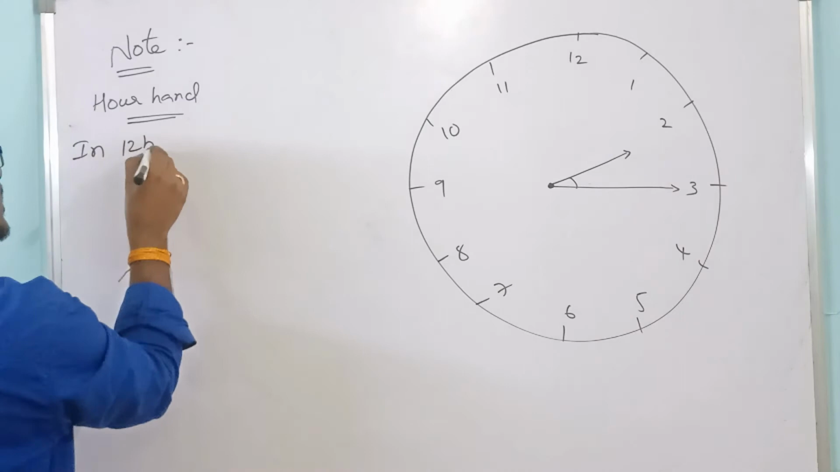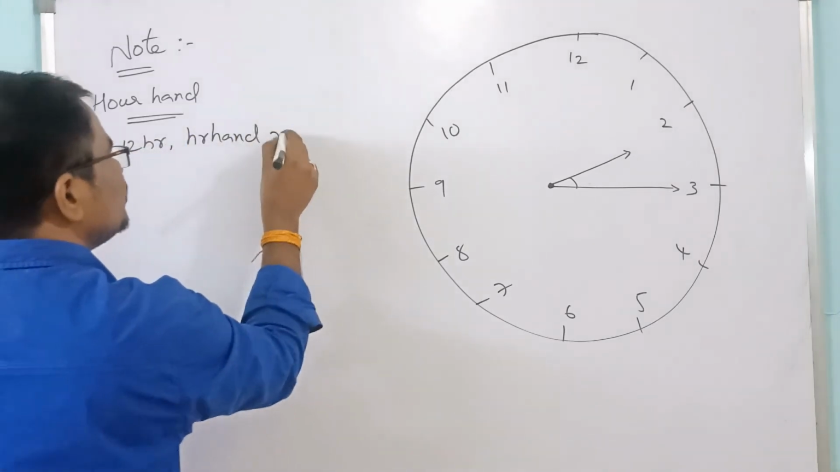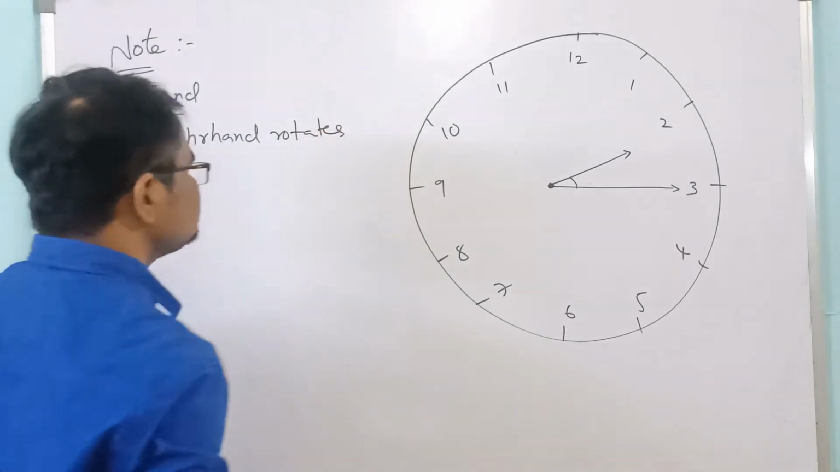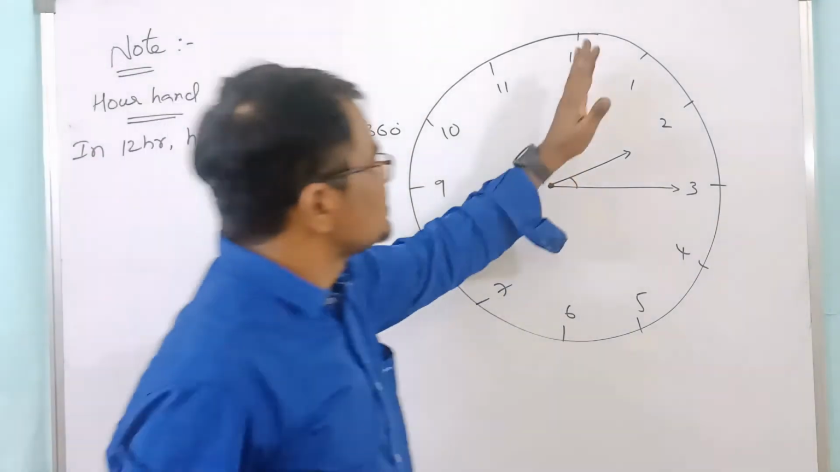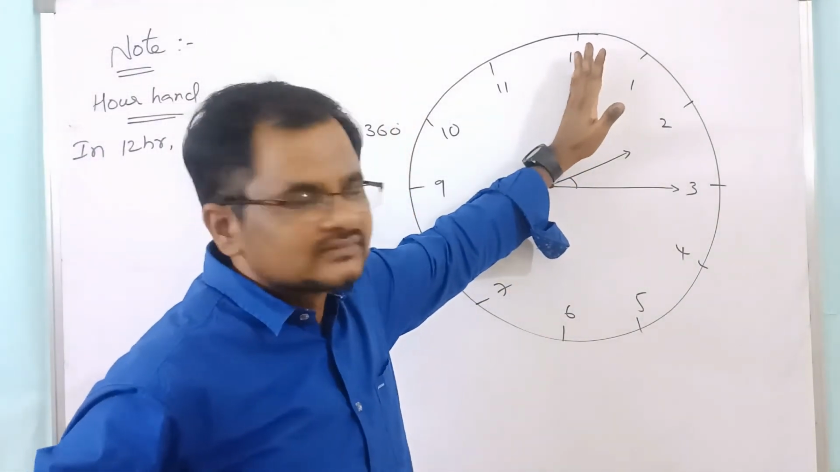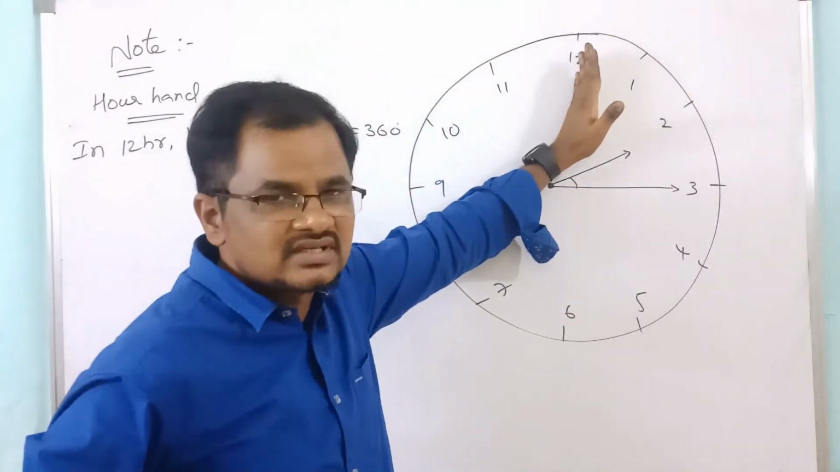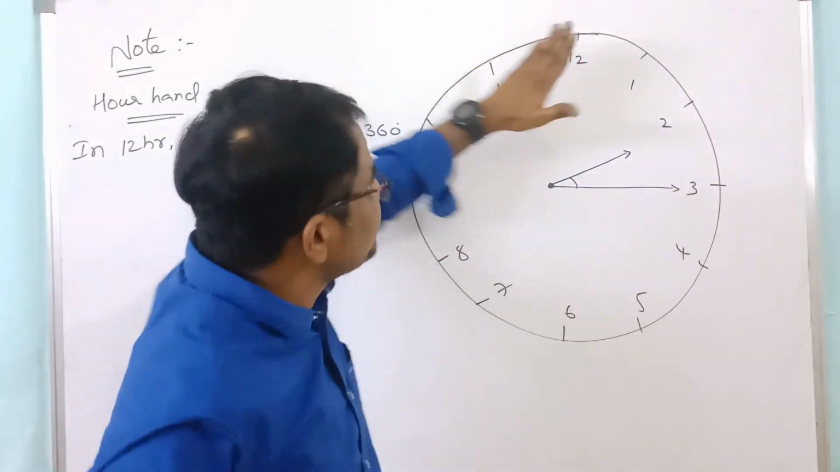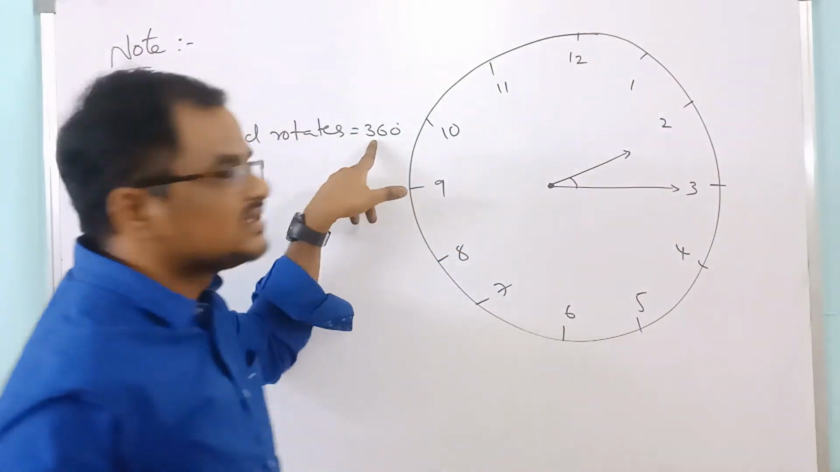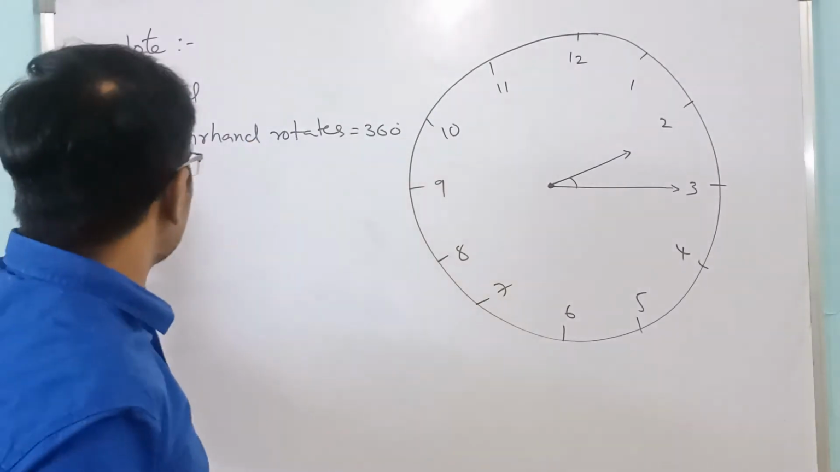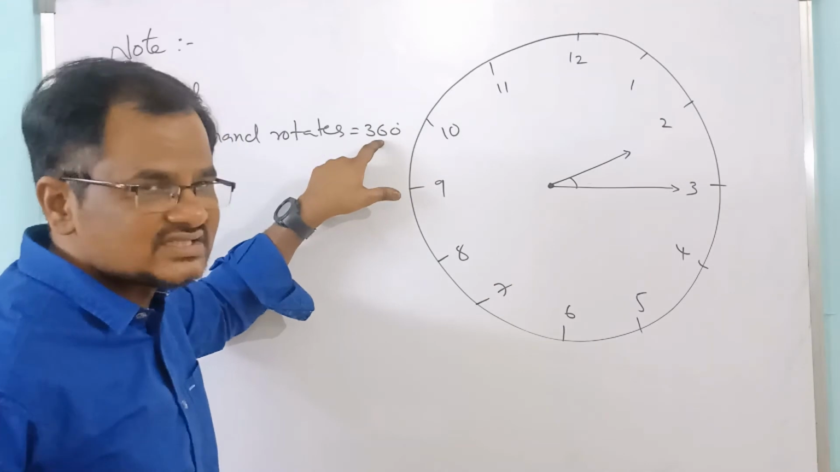In 12 hours, the hour hand rotates how many degrees? 360 degrees. Once you see, the hour hand started here and completed one revolution means how many hours? 12 hours. So in 12 hours, the hour hand completes one revolution. One revolution means 360 degrees, right? So in 12 hours, the hour hand rotates 360 degrees.